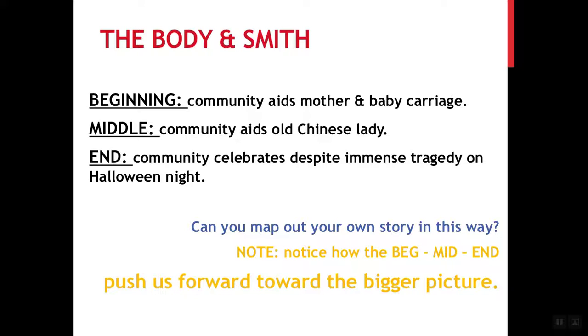So the beginning of Smith's story is the situation where the community aids the mother and the baby carriage, right? There's the crack in the sidewalk, and we see that there's a little bit of an accident.